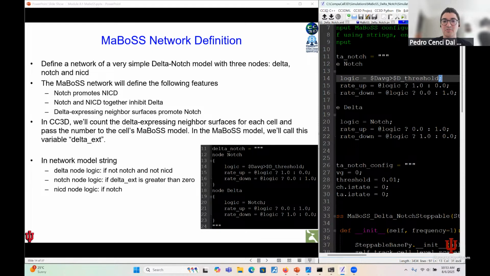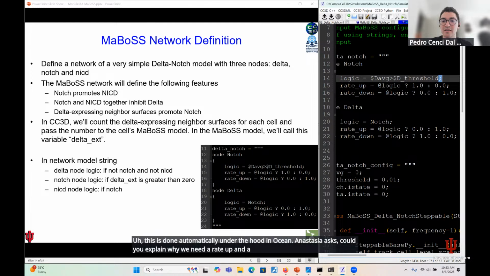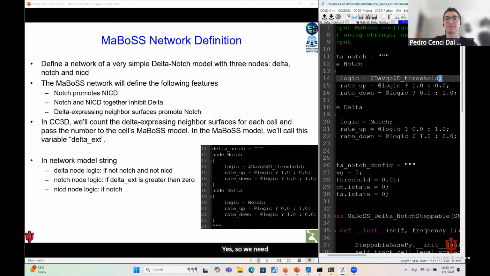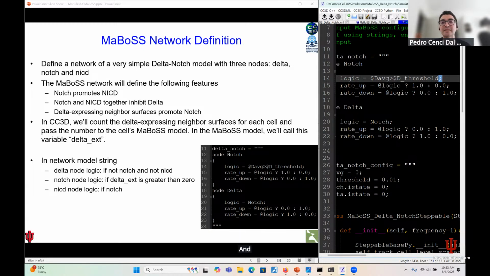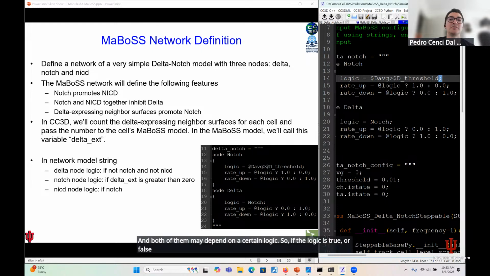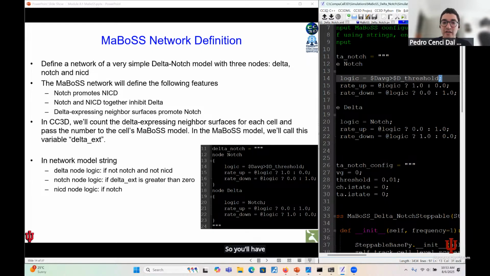Anastasia asks, could you explain why we need a rate up and a rate down? Yes, so we need a rate up because we want the node to switch to the up state, and we need a rate down so that the node switches to the down state. And both of them may depend on a certain logic. So if the logic is true or false, then you have two values for each. So you have in total four values.